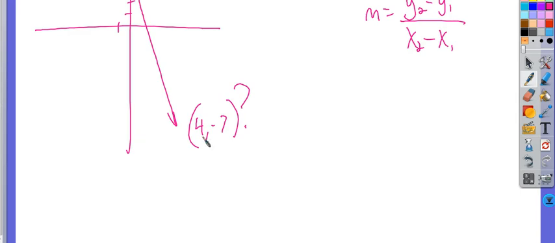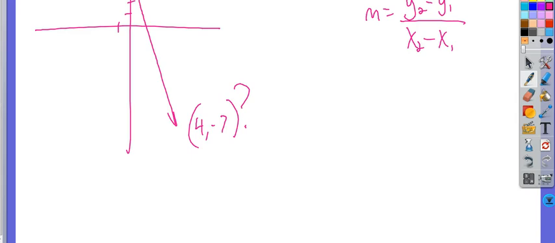Do you get to 4? X is 4? I assume you went that far. Did you keep going down until you got to an X of 4? Why did you get that? I don't remember. Okay, well, let's just follow it down.